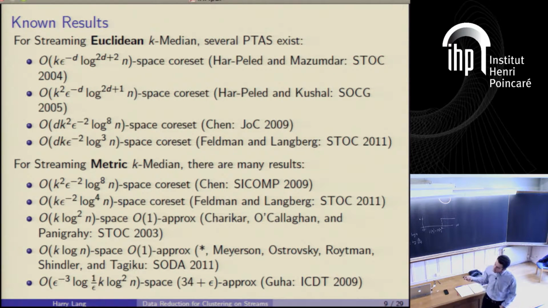in general, if you have an offline core set that depends on epsilon, like epsilon to the negative x, just using the merge and reduce technique, you can get a streaming core set with a multiplicative factor of log to the x plus 1 n. So for this one, if you wanted to, you could get log to the d plus 2 instead of log to the 2d plus 2. And for Chen, he's log squared, so he could get log to the 5th instead of log to the 8th. The only one that's optimized, he actually uses the best you can possibly do with the merge and reduce technique. So is that what you were saying?